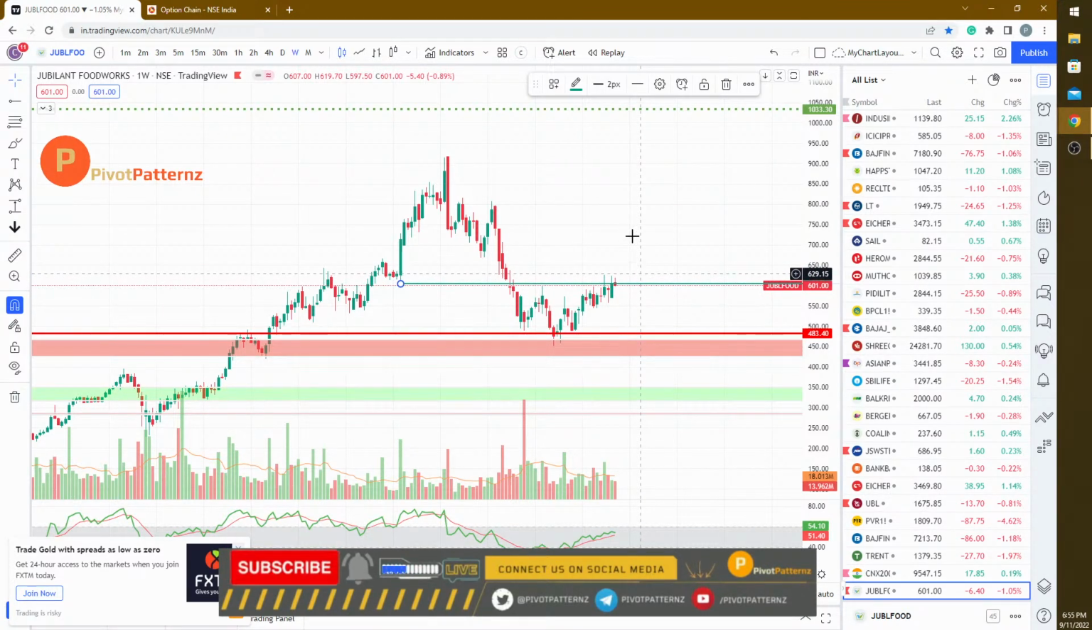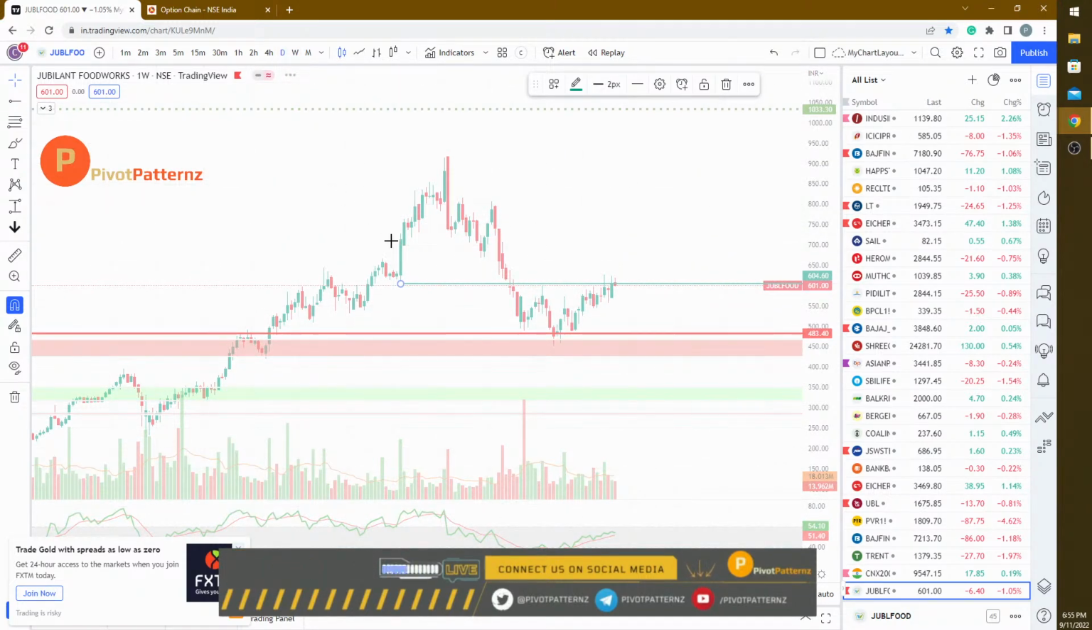625 or 630, you should be expecting a target of 750. This should be our first target on the swing. I don't know what your holding period is. Okay, so Rahul, I hope this makes sense for you. If you are not clear, just ping.